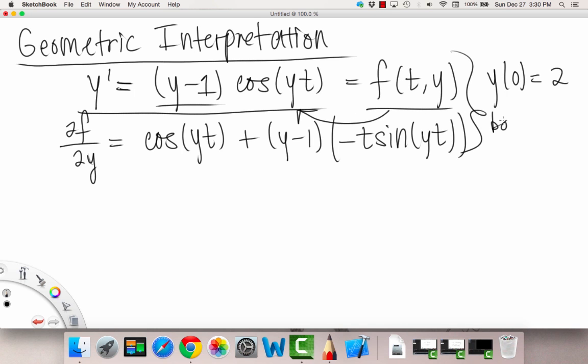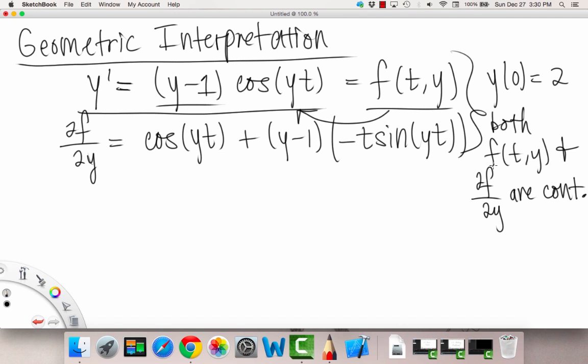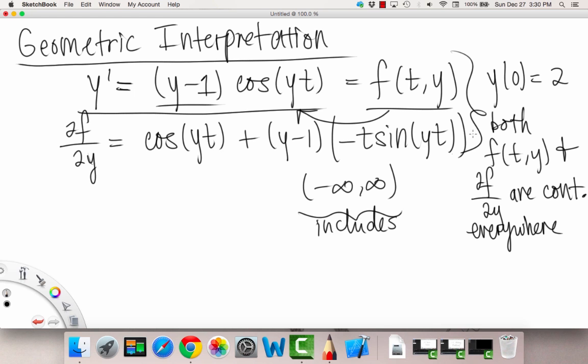So both of these, f of t and y, and our partial of f with respect to y, are continuous, okay? They are continuous everywhere, and it says on which rectangle. This means everywhere, because it's not discontinuous anywhere, right? So it's continuous everywhere, meaning negative infinity up to infinity. This rectangle includes our initial condition, our initial value of 0, 2. This is the point 0, 2. Our ty rectangle includes the point 0, 2, so we're good, and the uniqueness theorem applies.